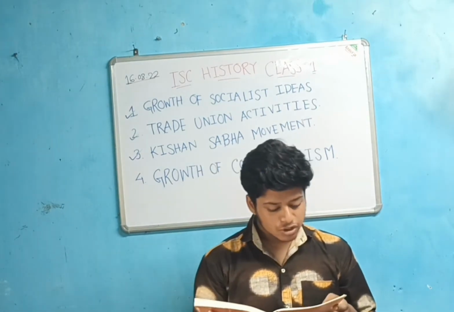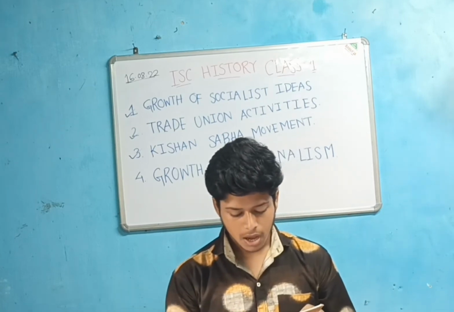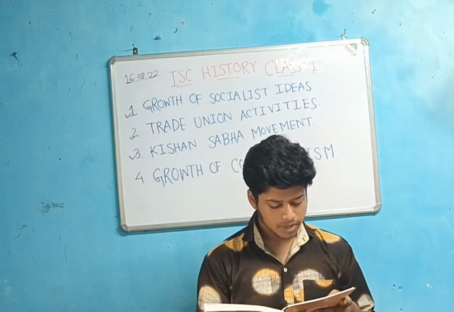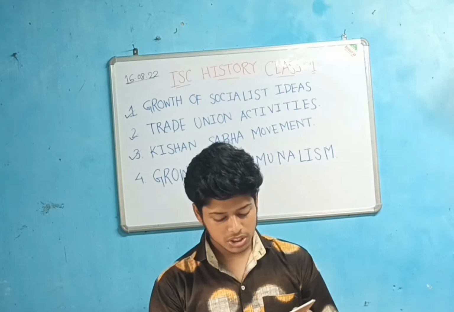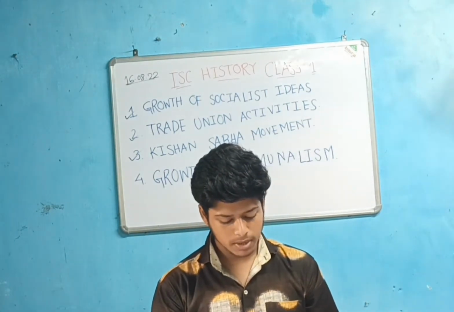And moving to the last topic, what is the growth of communalism? The Government of India Act 1935 provided for provincial autonomy with some restriction. The election result showed that in general constituencies the Congress almost swept the poll, with the Muslim League claiming its share.